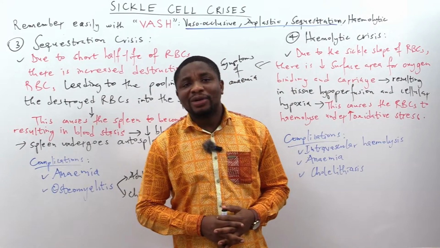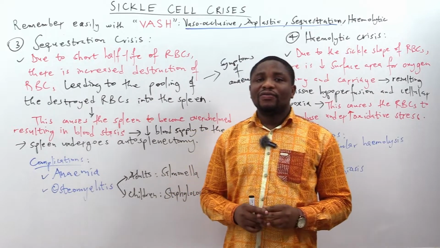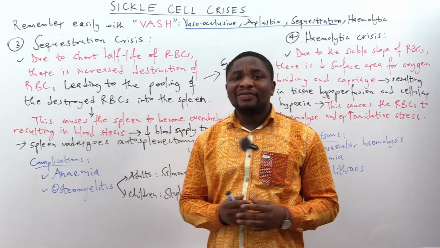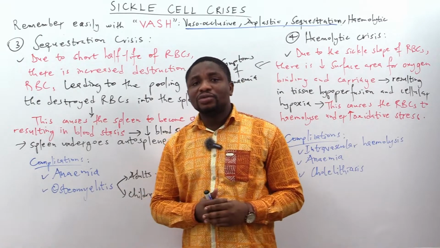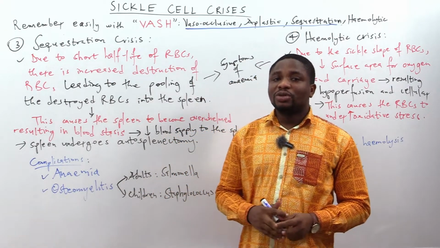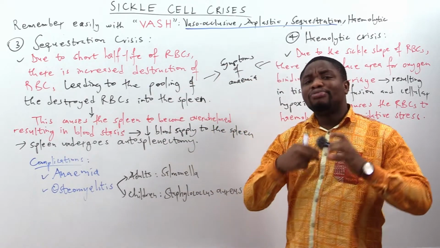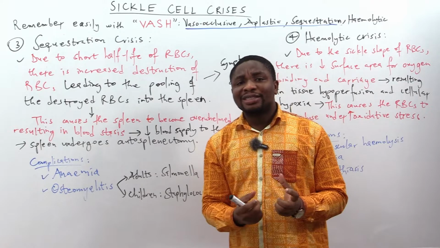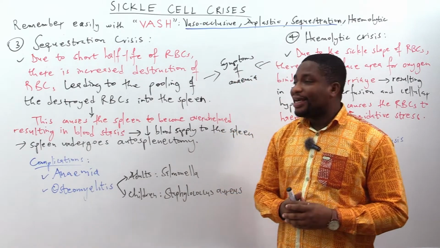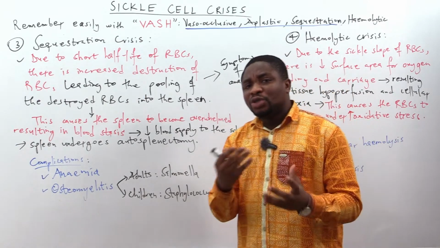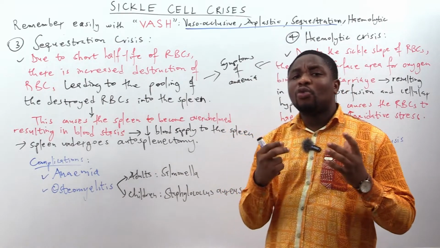All right, let's move ahead and look at the sequestration crisis. For the sequestration crisis in sickle cell, the red blood cell half-life has been decreased extensively to 10 to 20 days. As a result of that, there is increased destruction of the red blood cells, leading to the pooling of these destroyed red blood cells in the spleen.